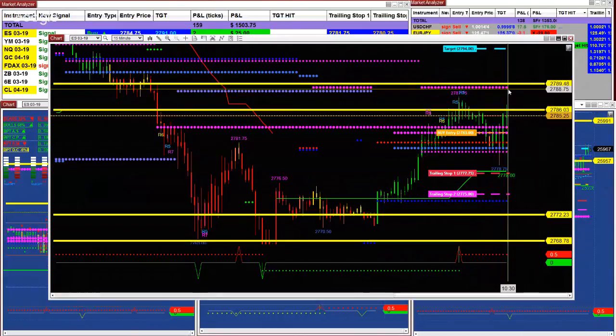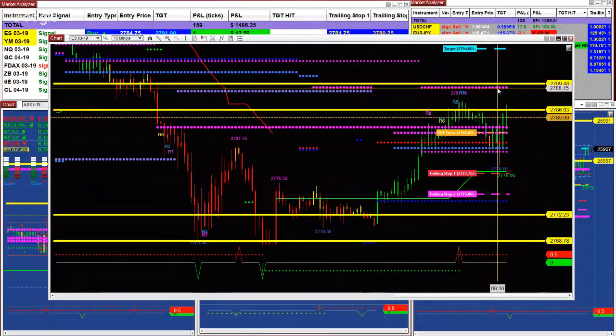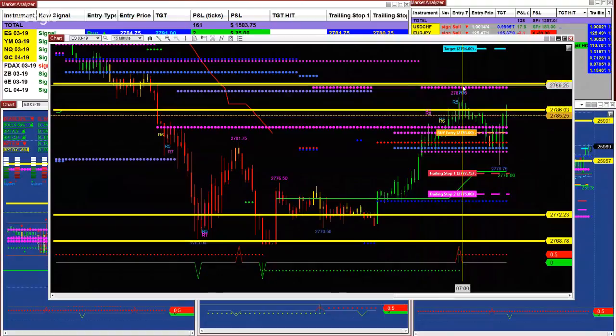But the destination is, you have to watch out for the 2788.75, because this one here, the yellow lines, are the critical areas where you should not be taking long trades anymore. Most likely this market is going to project from that line.